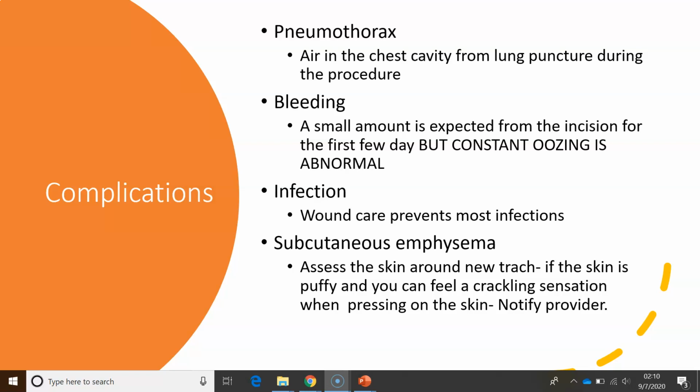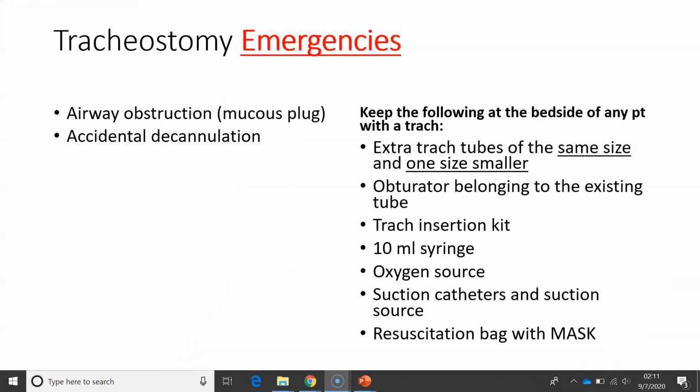Subcutaneous emphysema. Assess the skin around the new trach. If the skin is puffy and you can feel crackling sensation when you press on the skin, notify the provider. This is a sign of subcutaneous emphysema. It feels like popcorn underneath the skin or like walking on styrofoam. It's a weird feeling, but once you feel it, you'll never forget it.